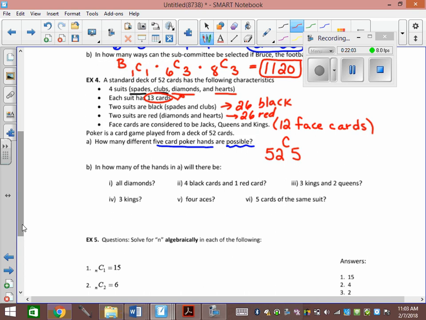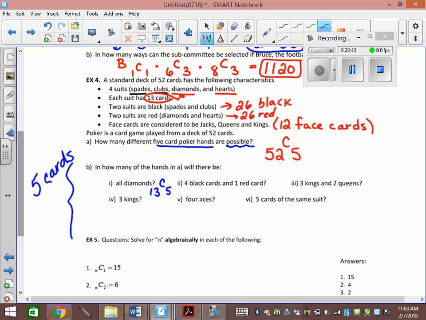All right, now, in how many hands will there be? So we still have 5-card hands here. It hasn't changed, but now we're asking for specific types of hands, okay? All diamonds. So if we want all diamonds, that means we can only choose from 13, the diamonds, right? The only way you can guarantee getting diamonds is choosing from diamonds, kings from kings, queens from queens, twos from twos, red from red, black from black, right? So this one is going to be 13, and we're going to choose 5.